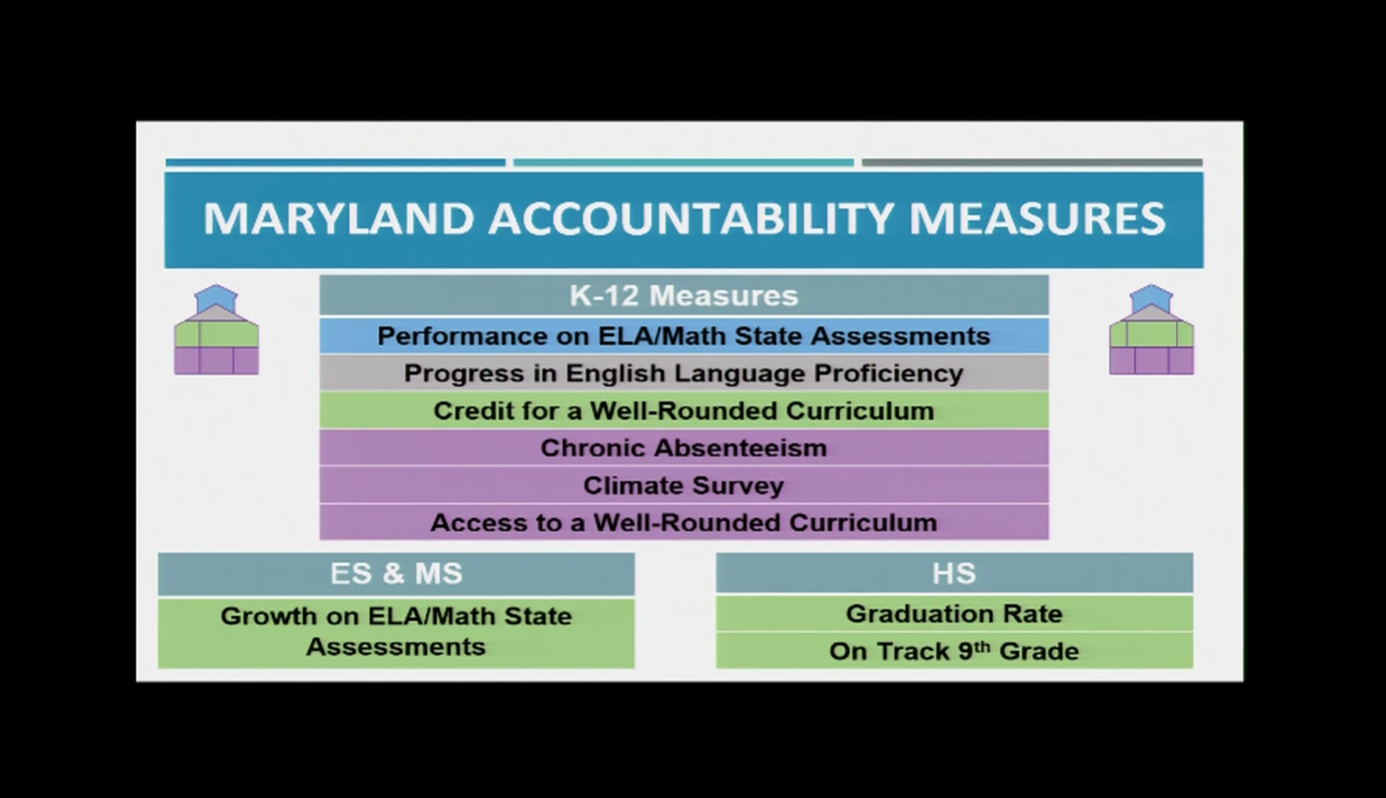In the purple, the first line is chronic absenteeism. Having students that are not chronically absent is the goal. Then the climate survey, which is a survey from MSDE. And finally, the K-12 measures end with access for all students to a well-rounded curriculum. Elementary and middle schools will also have a component of growth on ELA and math state assessments. In the high school, that is replaced since the assessment is only given once in high schools. You can't track growth, so instead they have replaced it with graduation rate and on track for 9th grade students.